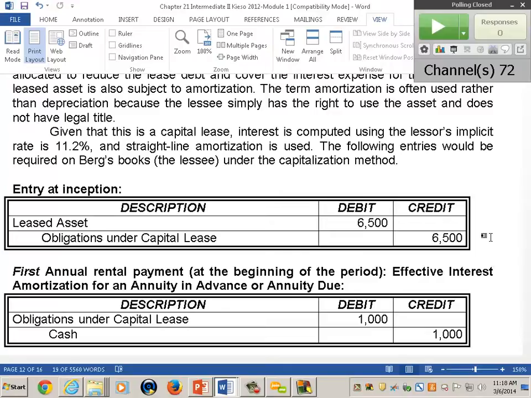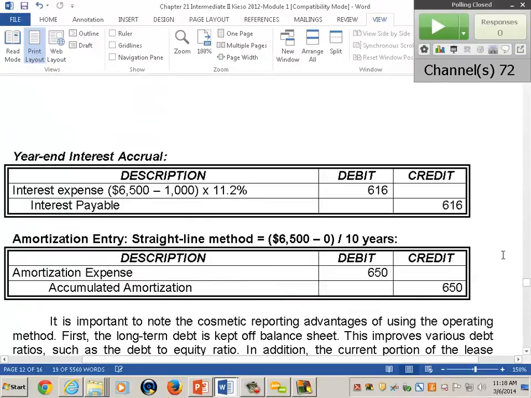So I sign the lease, I put the liability and the asset on the books. I make my first payment. Then the interest, on the top of page 13, is $6,500 minus the 1,000 times the 11.2%. That's the 616. So the 616 is the interest for that period.